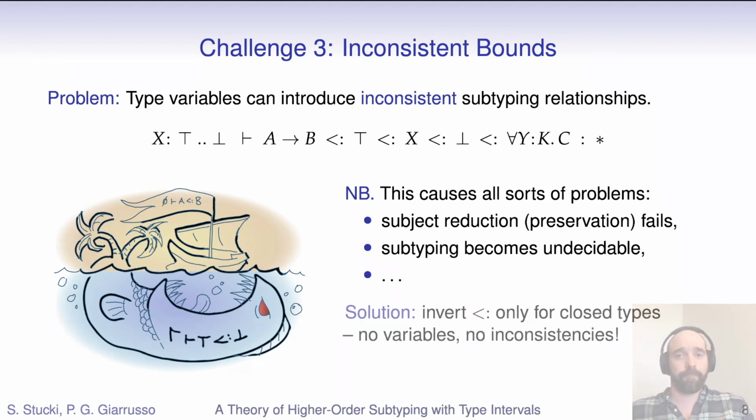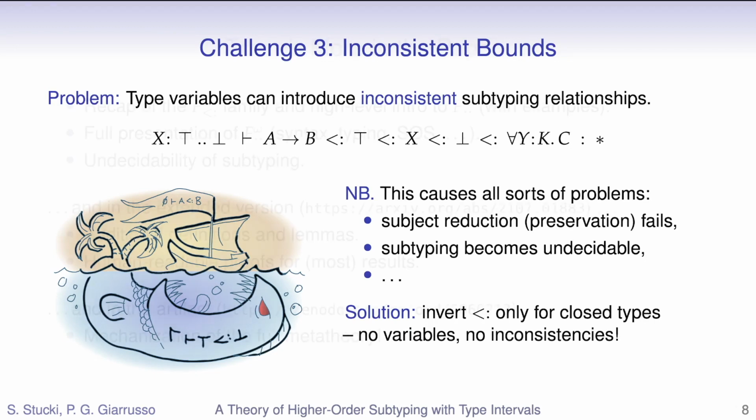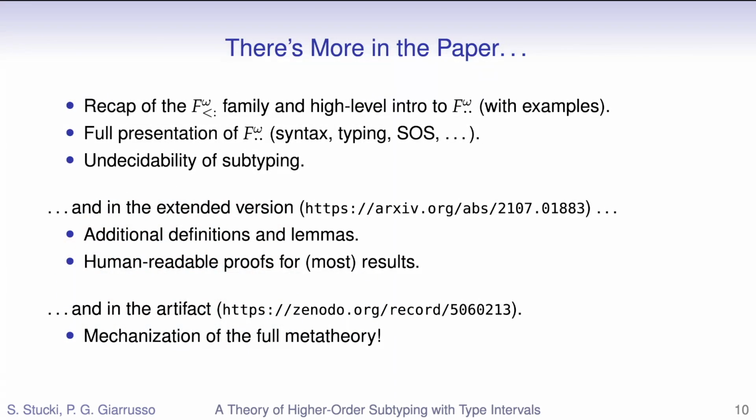The solution to this problem is basically to ignore it. We're just not going to attempt to prove subtyping inversion under inconsistent bounds. In fact, we're only going to prove subtyping inversion in the empty context. That's really all we need to prove type safety. If you like what you saw, there's a lot more in the paper.